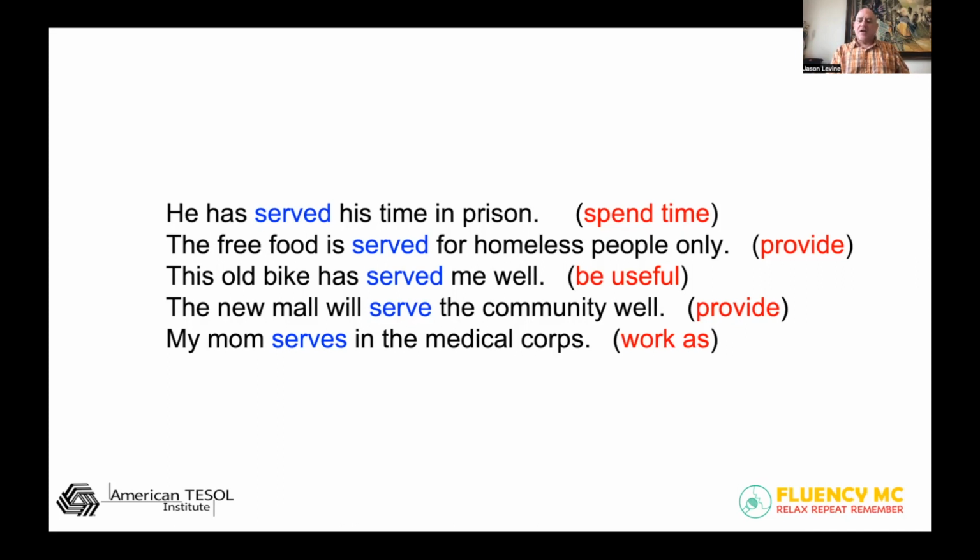I think you can kind of go into the provide area, can't you? You provide the time that you're supposed to provide. The bike is providing for you, like it's serving you, right? And you serve in the medical corps, again, like providing yours, a little bit like serving time, right?